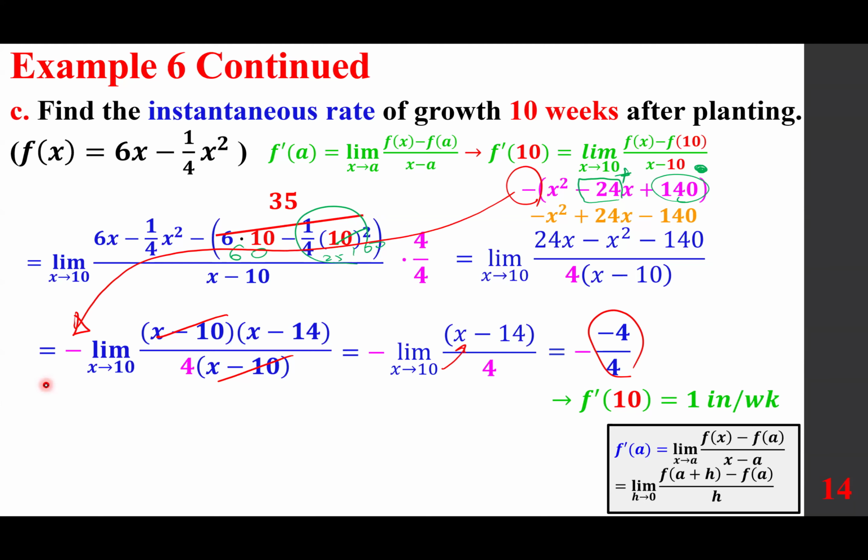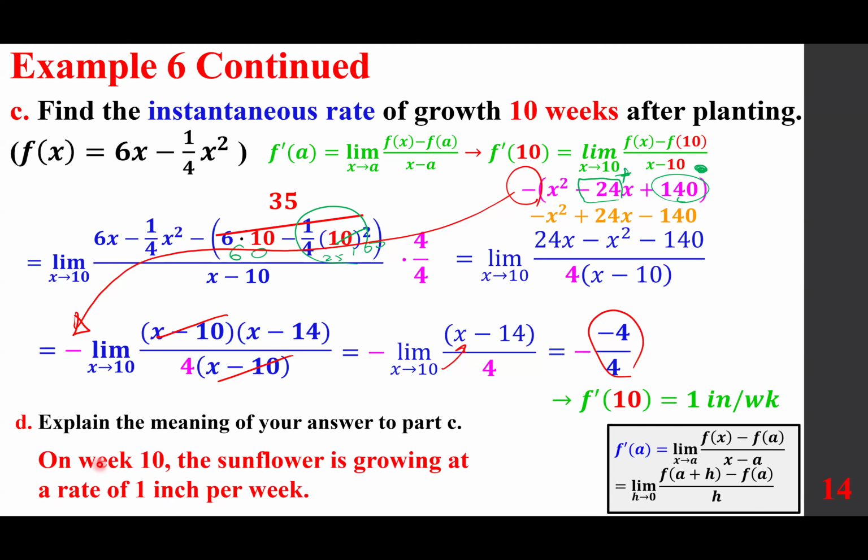And so what? What does it mean? Explain the meaning of your answer to part C. What does that mean? On week 10 or after week 10, the sunflower is growing at a rate of 1 inch per week. Now, I want you to know that positive means increasing, negative means decreasing. So in this case, it's increasing because it's positive.